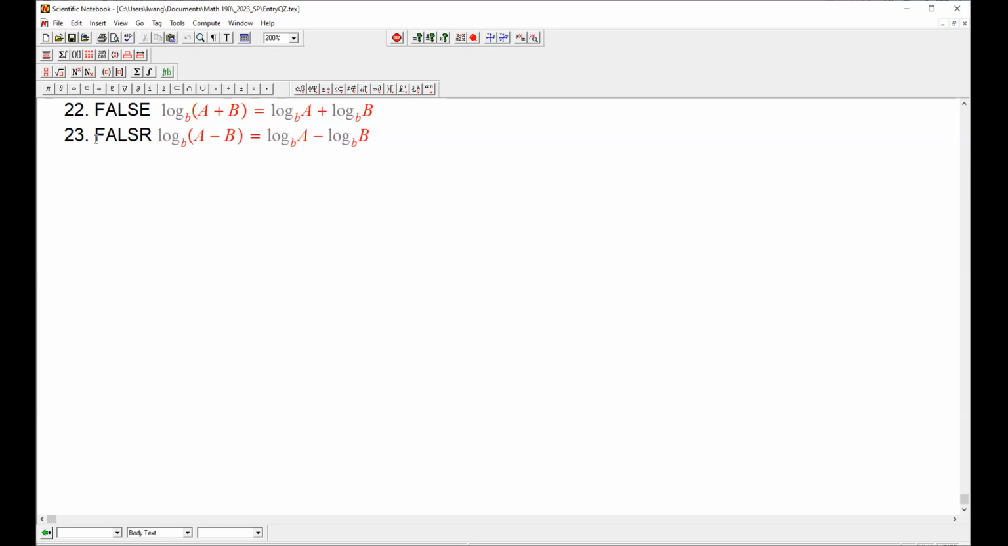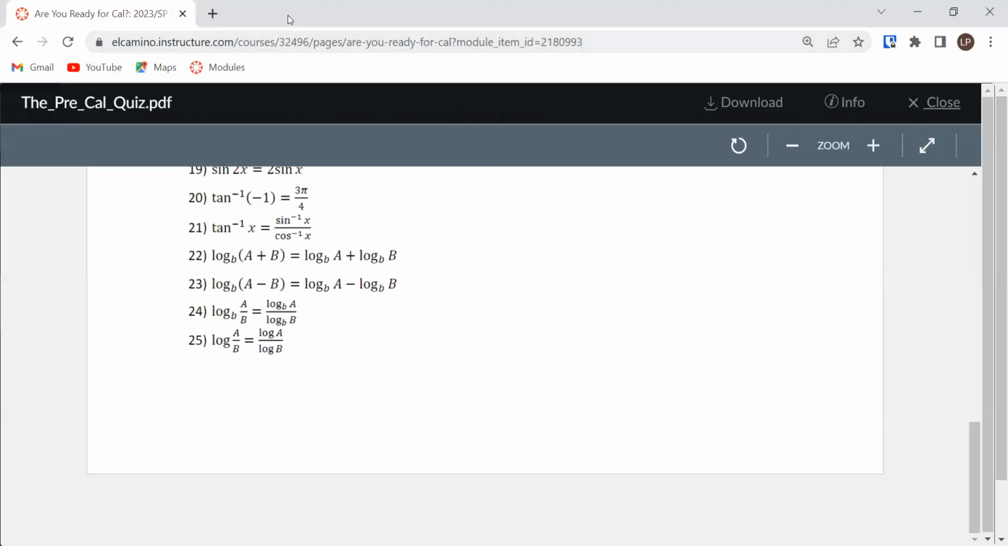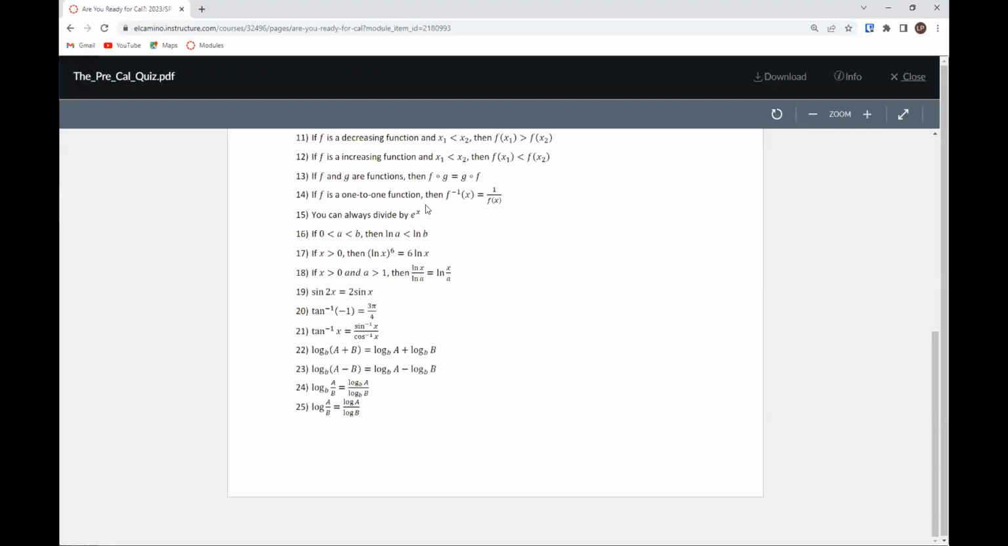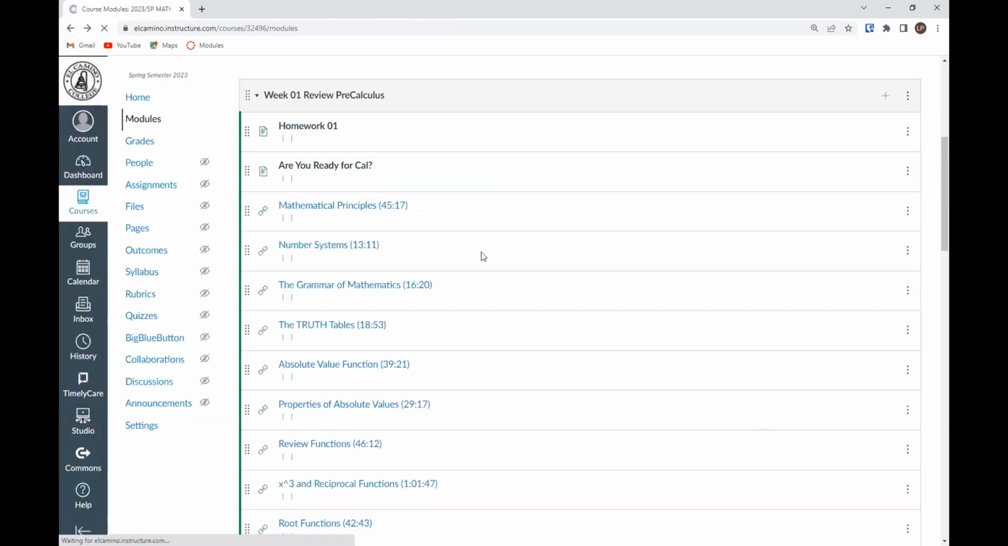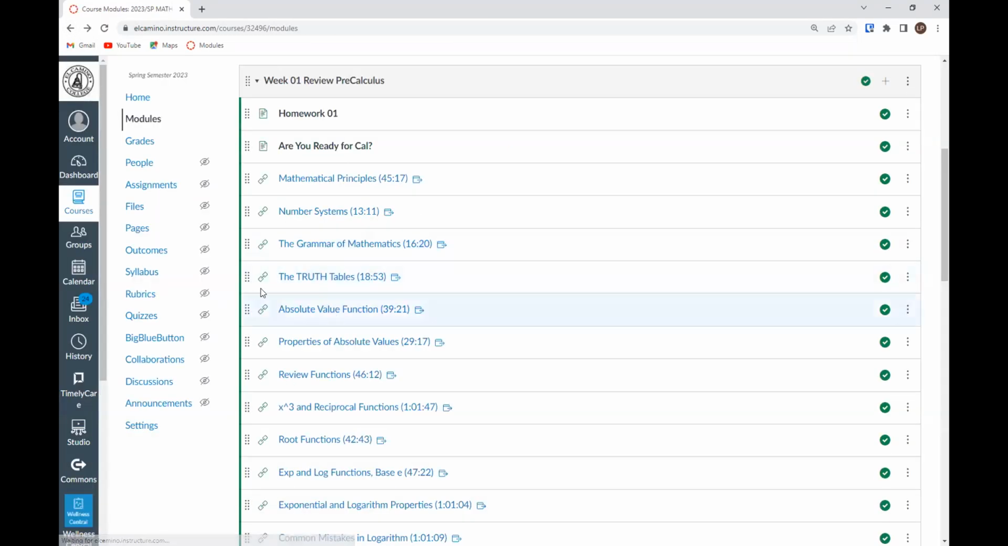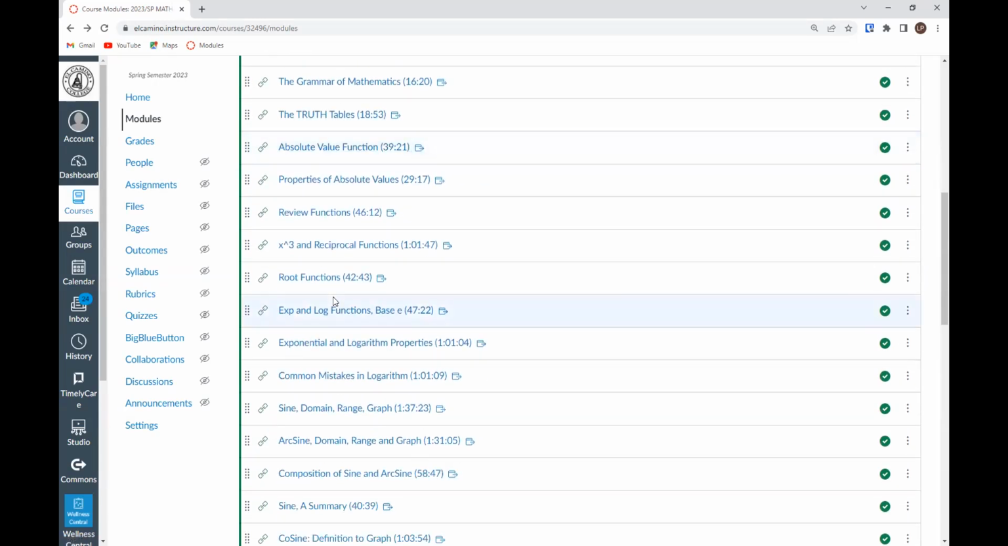To correct these mistakes once and for all thoroughly, I recommend you watch these lessons for more details, which are on properties and common mistakes in logarithm, and exponential and logarithm properties. I think this will be right to the point. All these mistakes are being addressed. It's a one hour lesson.